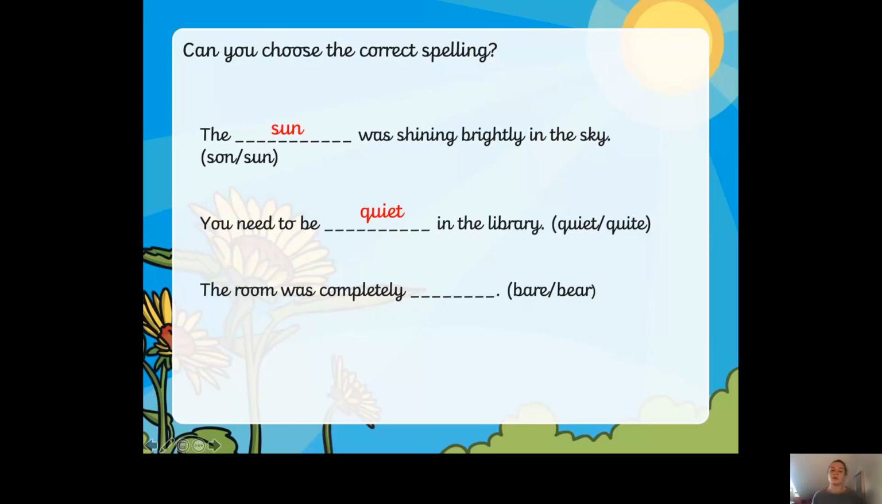Okay, the next one: the room was completely bare. Now in this sentence, are we talking about the animal bear? The room was completely bare. No, that doesn't make sense, does it, if we're talking about the animal? So therefore, we need this bear here, because basically what we're saying here is the room had nothing in it. It was bare. It wasn't covered by anything. So therefore we need B-A-R-E because we're not talking about the animal where we need B-E-A-R.